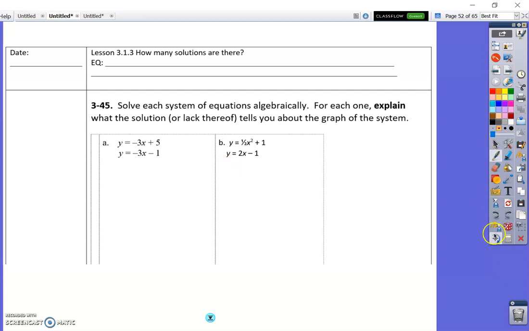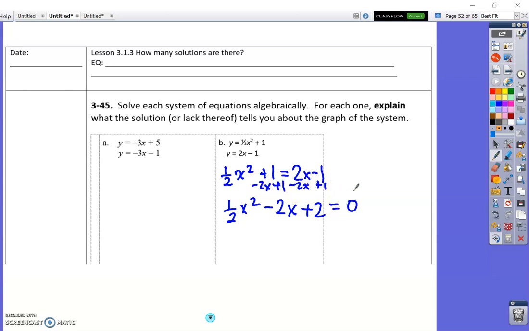So for B, we will notice that we can set the two pieces equal to each other because they're both equal to y. And so then we end up with 1/2 x squared minus 2x plus 2, subtracting 2x from both sides and adding 1 to both sides. That's equal to 0, which is good. And I multiply everything by 2 to rewrite it so I don't have a fraction anymore. So x squared minus 4x plus 4 equals 0.